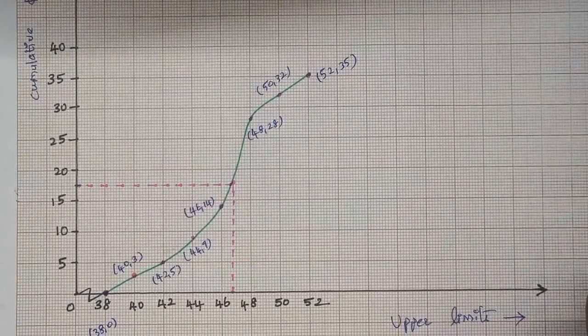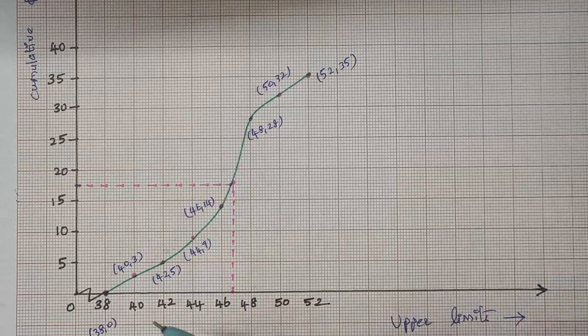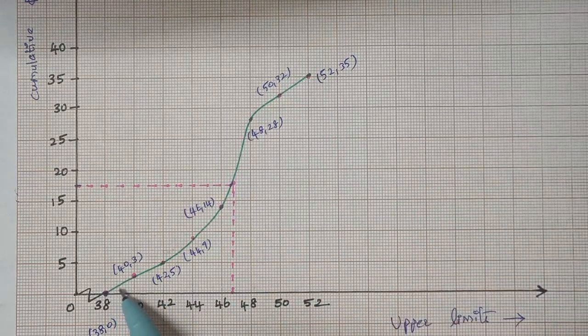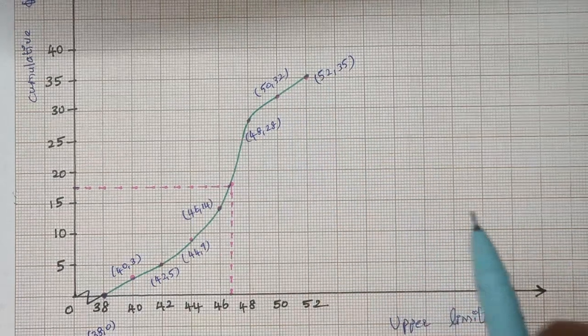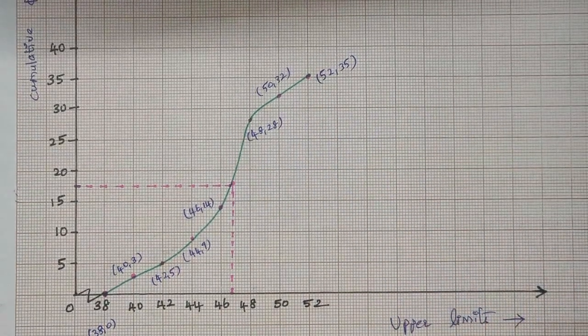So in this graph sheet we have marked all the points. After plotting all these points, we have to join these points by freehand. Once it is done, we are finally done with our ogive. Now we are going to find the value of the median using these values.